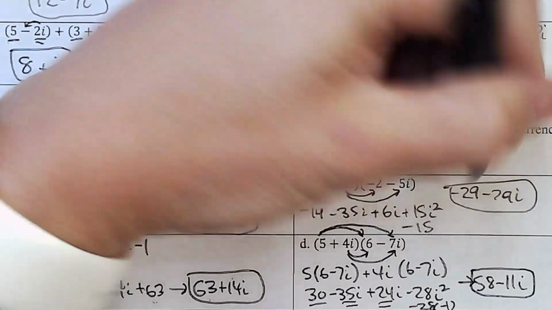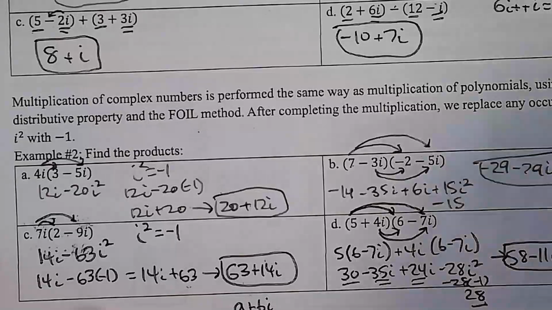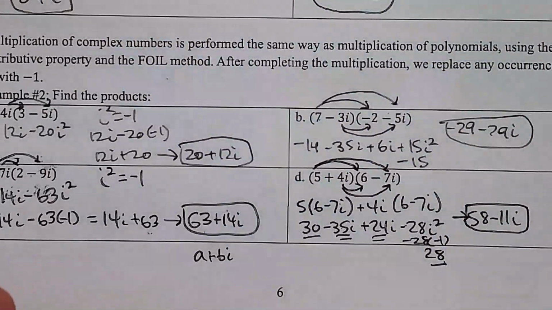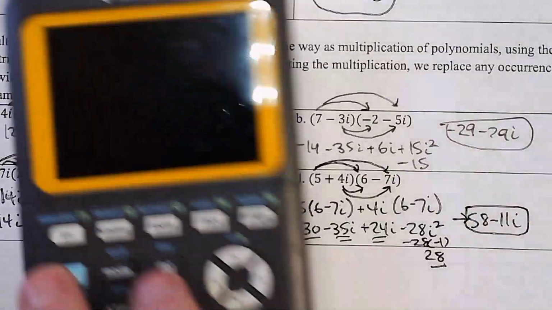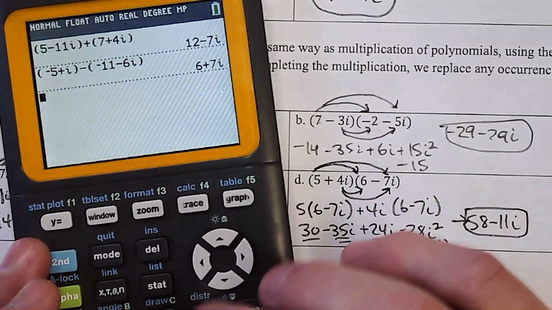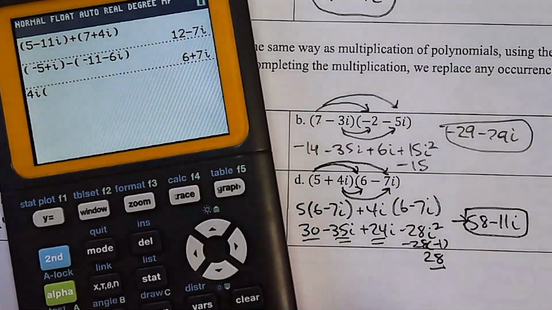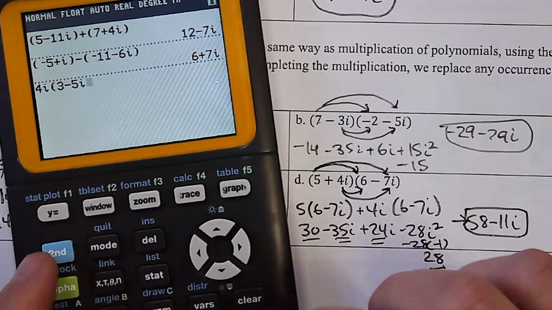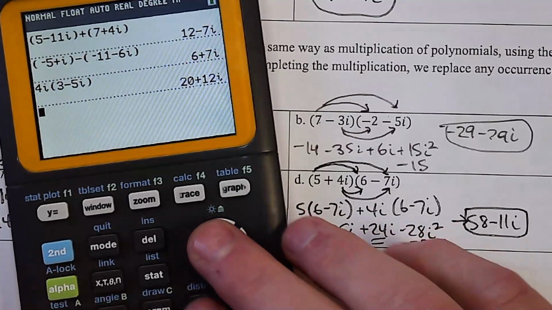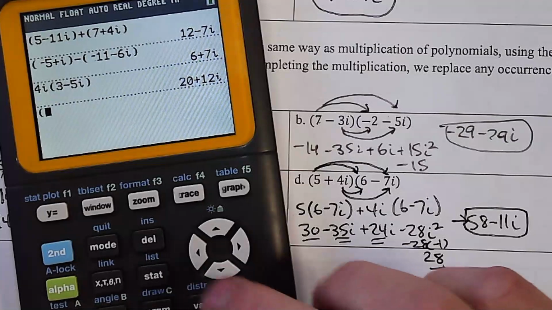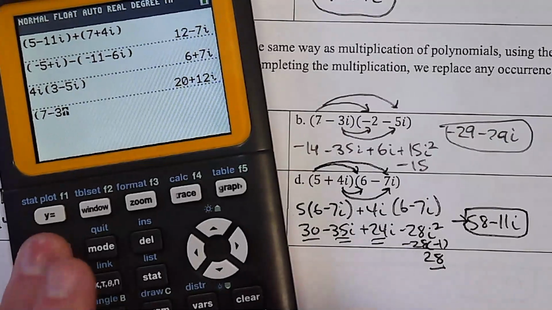I would never put an answer down on the test without actually checking it in the calculator. I'll check the first one. What is it? 3 minus 5i. So I know it sounds bad, but if it's tested on, I'll probably just type it in my calculator and be done with it.